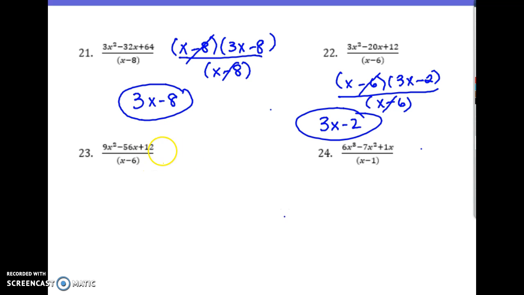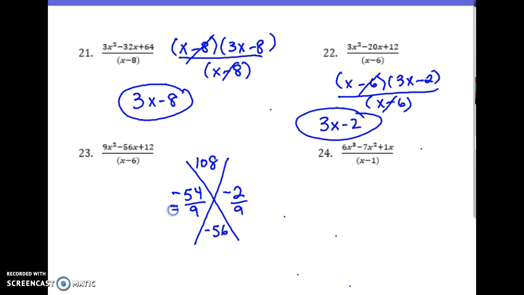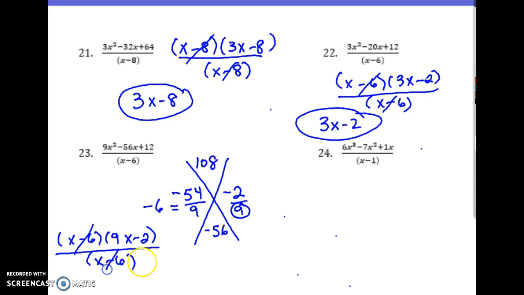Okay, and then for 23, let's do the x in this one just so that you can see. So we're going to start out, and we get a pretty big number. We get 108, and then we have a negative 56. So we can actually take a negative 54 times negative 2 to get 108. We divide by the leading coefficient, okay, which gives us a negative 6. So when we factor it, it's x minus 6 times, don't forget this denominator becomes a coefficient, so 9x minus 2. Then we divide by our x minus 6. These would cancel out, and our answer is 9x minus 2.